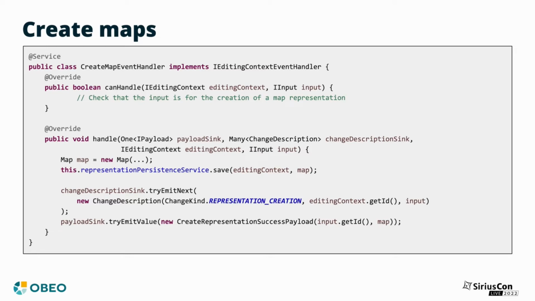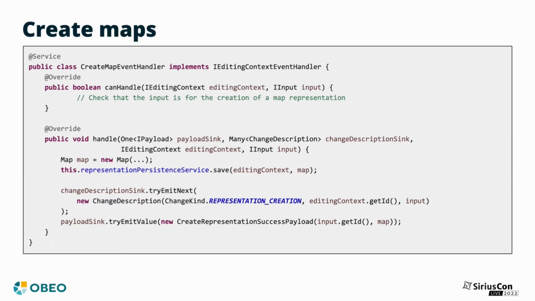So here I need to explain a couple of concepts. We will create an editing context event handler. The editing context is the container of all the semantic data. It's the unit of work, and it contains and isolates the data and representation from other editing contexts. Think about the editing context as a project in Sirius Web, or a resource set for those who are familiar with EMF.